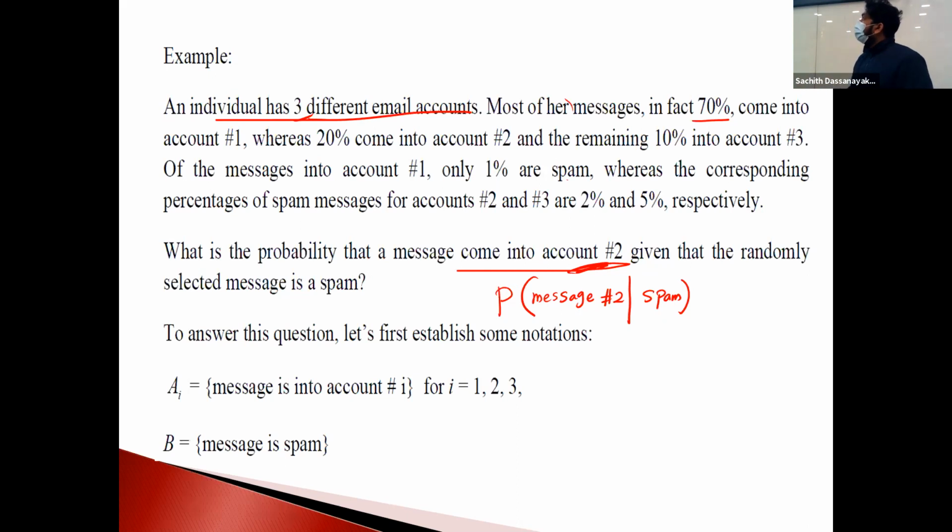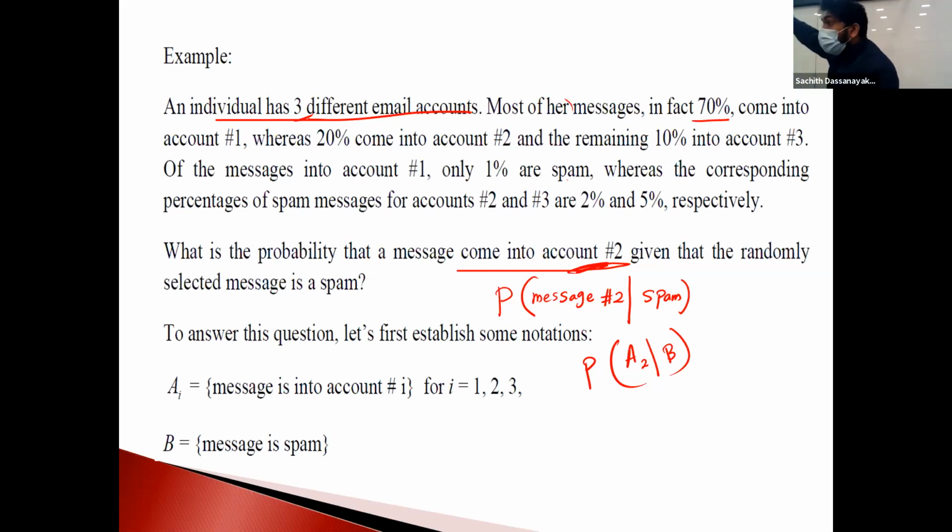Okay. And B is the spam. Message is a spam. Now you can replace that using this notation. Message in account 2, so A2 given is spam, B. Probably that stands for the message in spam. Why don't we put B1, B2, B3? There is no B1, B2, B3 because it's just spam. There is no spam 1, 2, 3. Spam is a general word, right?